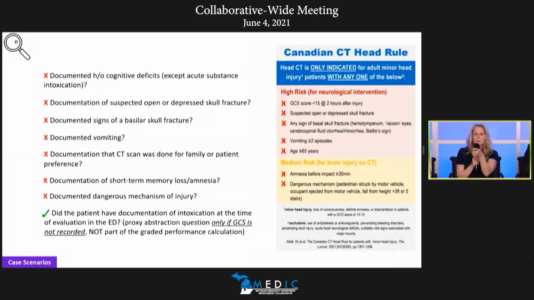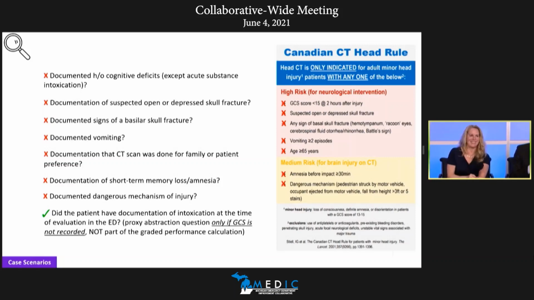And by the way, in this particular case study, this is all the pertinent information that was provided. So this is only what we can abstract, what was documented. The one thing we did have, and we do note in the documentation, is that this patient was intoxicated, but we also put the GCS of 15, so we didn't have to use any of our proxy measures for this particular one. Okay. Now we'll move to the next one.